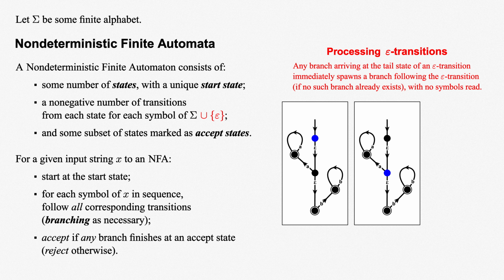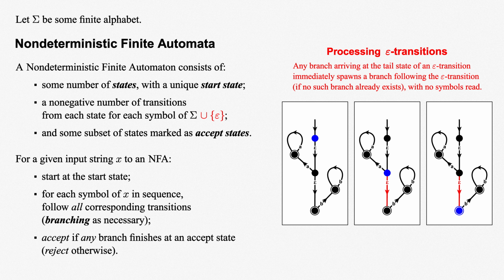We continue this procedure with all epsilon transitions until no new branches are added, which is what we'll mean by processing epsilon transitions. In our example, the new branch also is at the tail of an epsilon transition, so yet another branching occurs, leaving us with 3 branches before a single symbol is read from the input string. Note that among the 3 states our branches sit on is an accept state. So this NFA accepts the empty string, despite the fact that the start state is not an accept state.